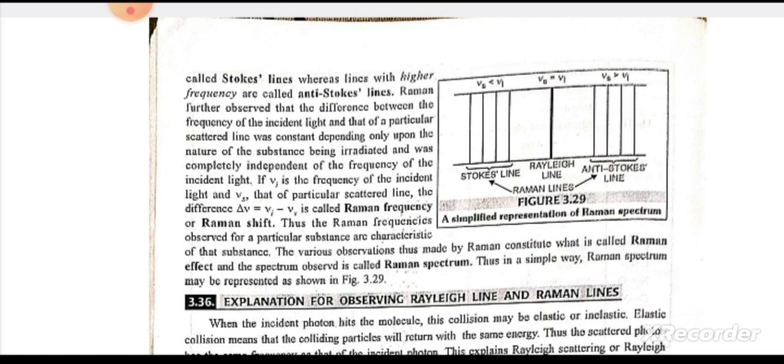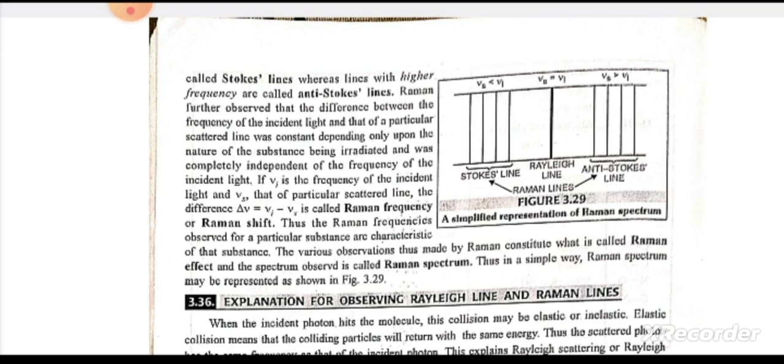Raman further observed that the difference between the frequency of the incident light and that of a particular scattered line was a constant depending upon the nature of the substance being irradiated and was completely independent of the frequency of the incident light. If mu i is the frequency of the incident light and mu s is that of the particular scattered line, the difference delta mu equals mu i minus mu s, called the Raman frequency or Raman shift. Thus, the Raman frequencies observed for a particular substance are characteristic of that substance.